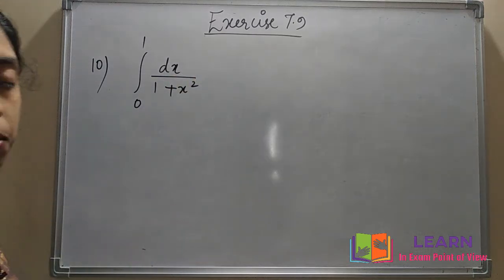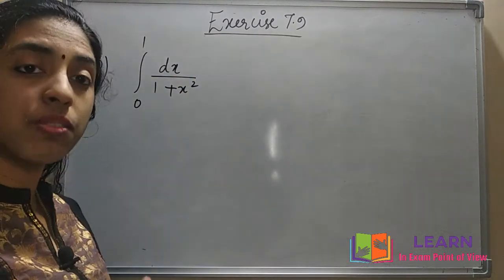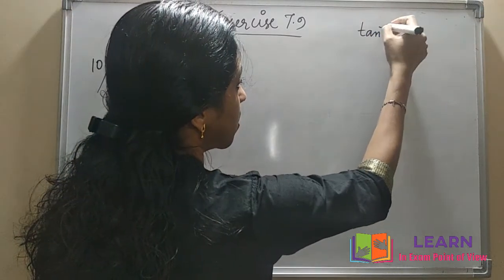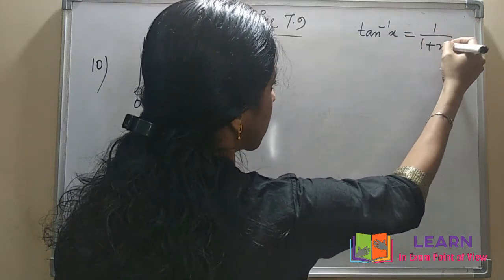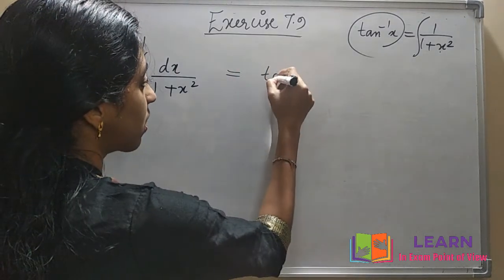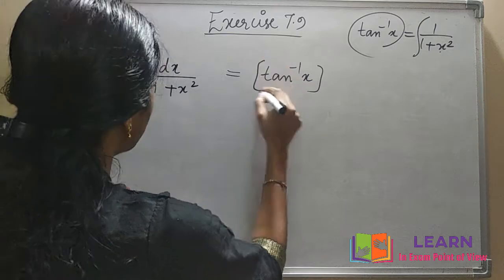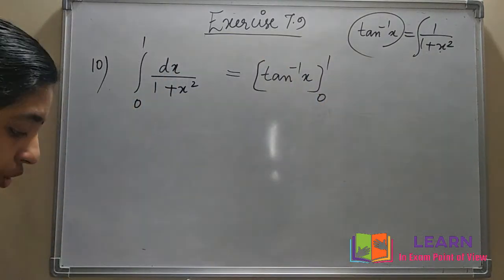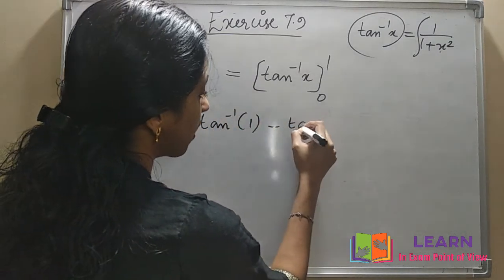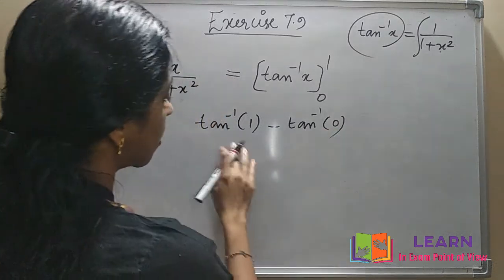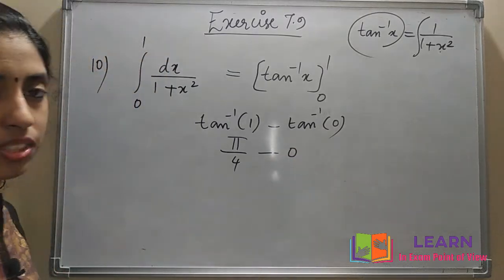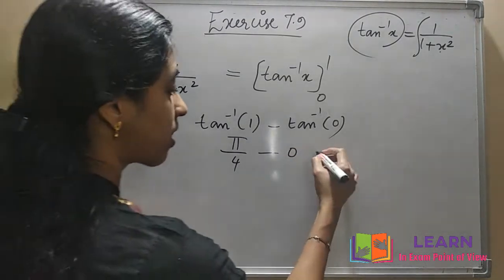10th one, it is integral 0 to 1 dx by 1 plus x square. It is similar to the 9th one. That is tan inverse x. In the 9th question, it was sine inverse x. Tan inverse x differentiating, you will get 1 by 1 plus x square. So integrating this, you will get tan inverse x. Apply the limit 0 to 1. That is tan inverse upper limit minus tan inverse lower limit. For 1, which angle is coming? Pi by 4. Minus 0. So the final answer is pi by 4.